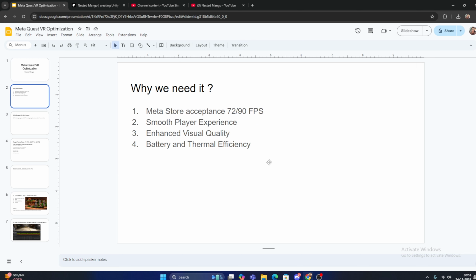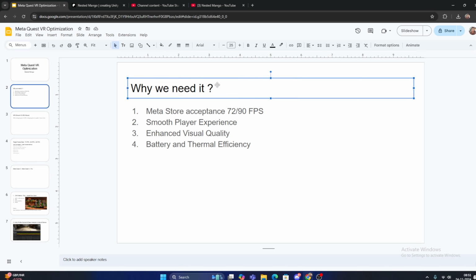So why do we need optimization? Don't worry, I'm not only sharing a PPT, I will also show you how you can use it in your application. Step by step, whatever we need, I will explain. But first it is important that you understand the basics of why we need optimization. It does not depend on which platform you are making for, but if you are making any application, there will be a requirement of optimization.